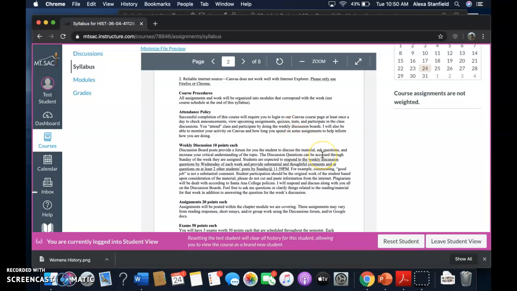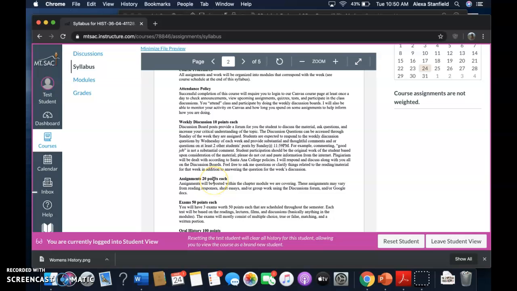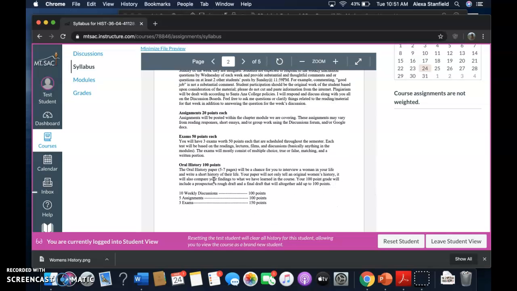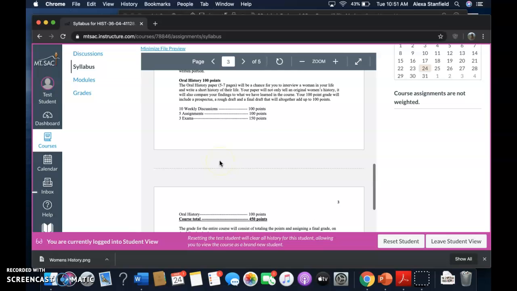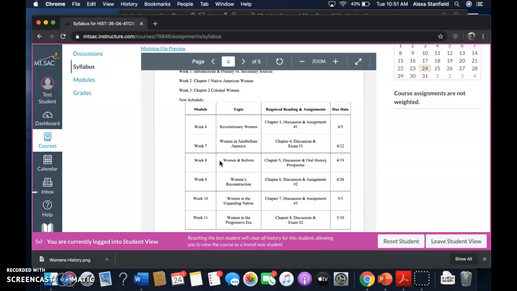Because we will not be meeting in person, we'll have a weekly discussion that is going to be worth 10 points each. You'll have roughly 5 in-course assignments with 20 points each, and then 3 exams. Instead of them being 100 points, they're going to now be 50 points each. And then your oral history is the same, 100 points. And then you'll just see sort of how I made the new schedule, starting with week 6.